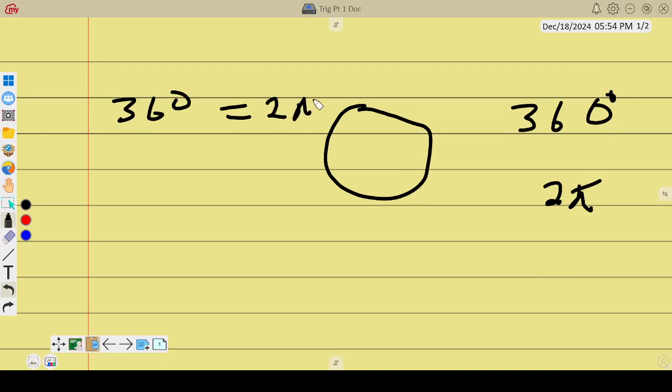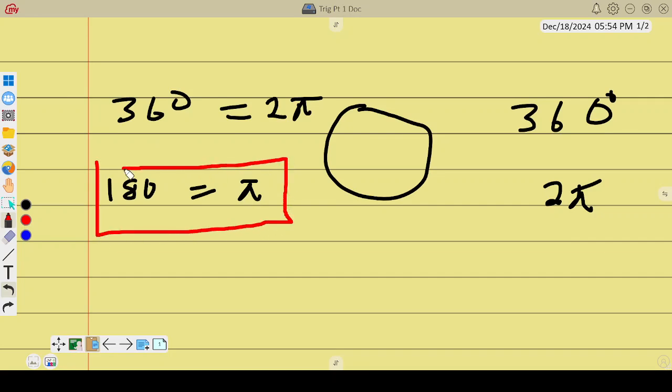2 pi. And then what is half of 360? It's 180. And what is half of 2? It's 1. We're not going to show the 1. So this is the expression we're going to use to convert between degrees and radians. You should always remember that pi is equal to 180 degrees.